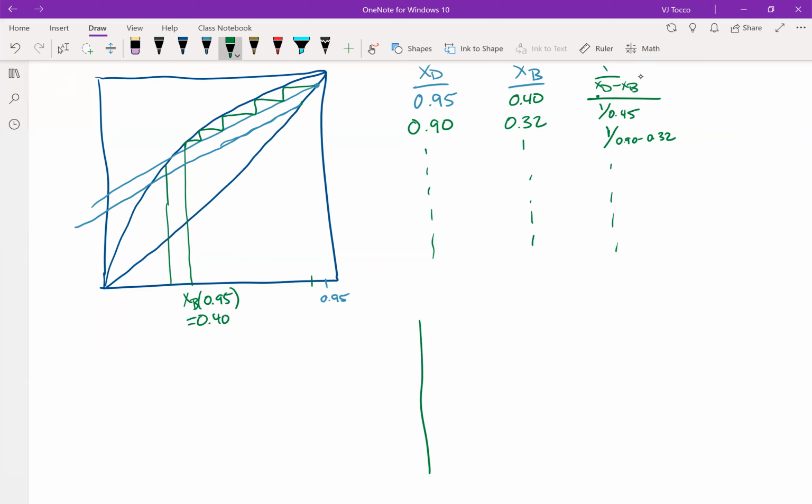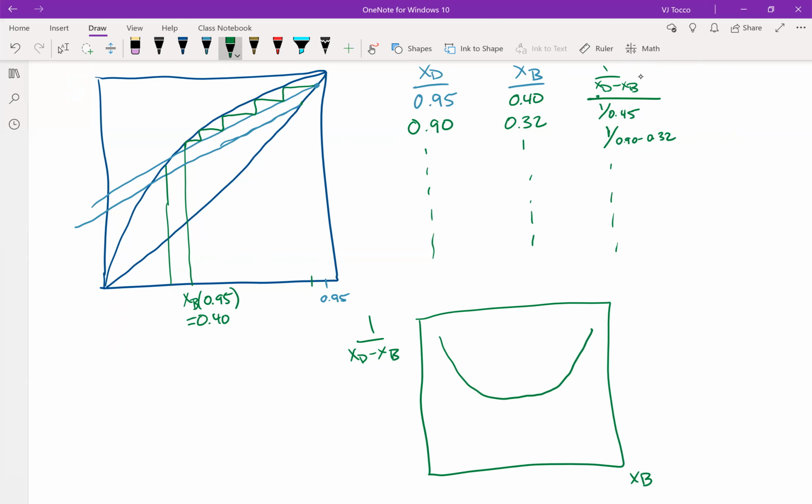After I have my table of xb's and 1 over xd minus xb, I'm going to put this on a plot, 1 over xd minus xb as a function of xb. And I should get that the plot is somewhat U-shaped. You'll see that if you actually go through and do this for a wide range.